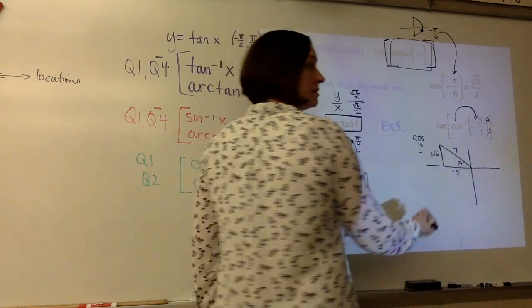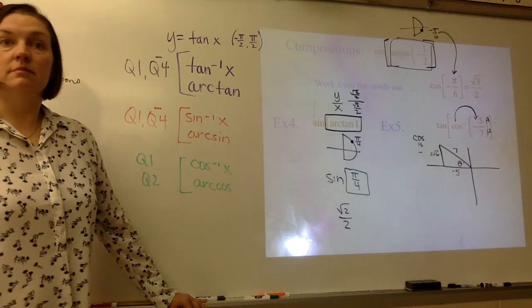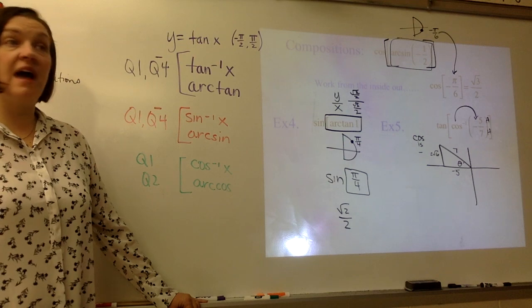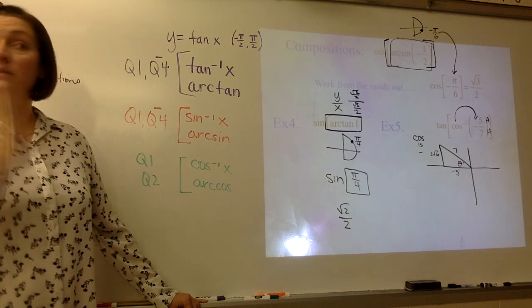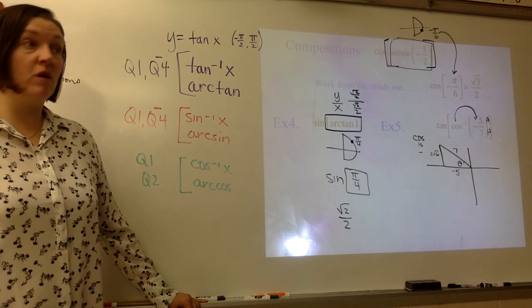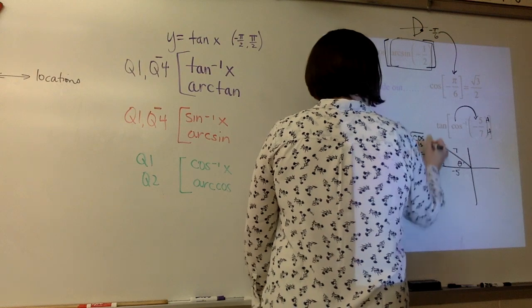Is it 2 root 6? How do you get it? 49 minus 25 is 24, right? Square root of 24 is 4 times 6, 2 root 6. Okay. I want to be careful of that.